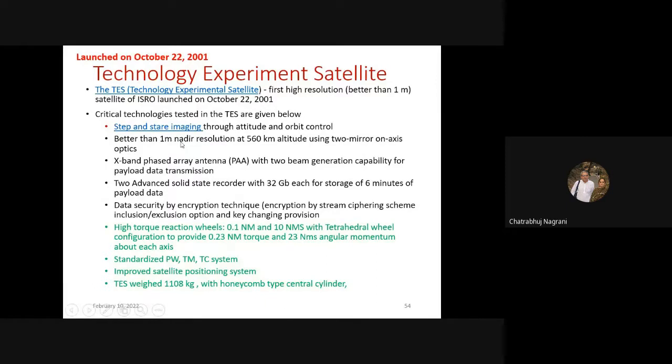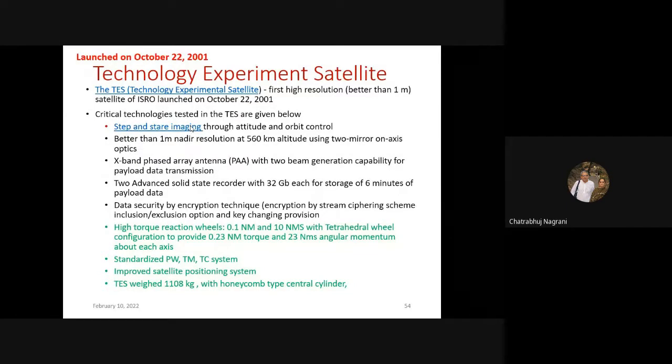Now because we could not make integration time or exposure time very short, we were using a technique called step and stair technique. The satellite is moving, but you can keep changing its orientation in such a way that the line of sight is not moving that fast. The line of sight is moving slower than the satellite motion.